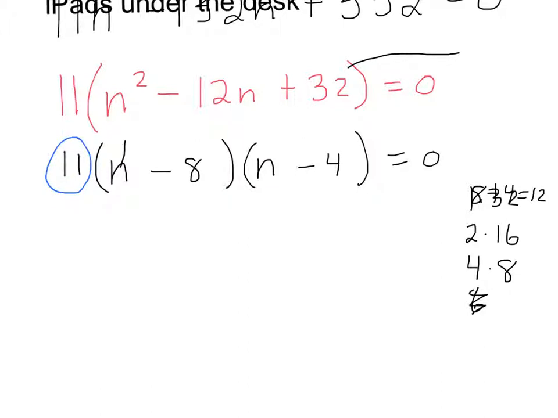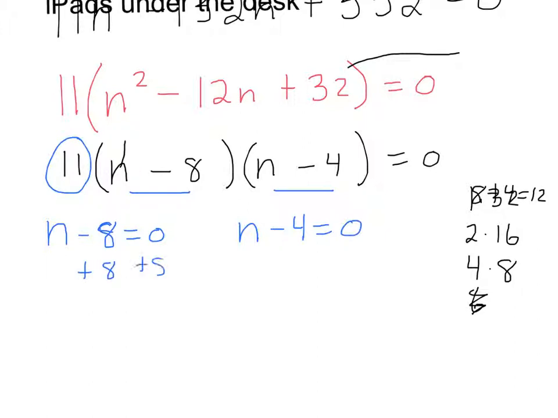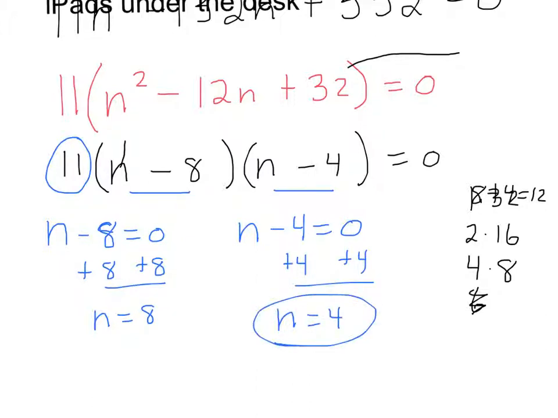But now I need to take the n minus 8 and the n minus 4 and set them equal to 0. N minus 8 equals 0, and n minus 4 equals 0. And now I will add 8 on both sides, and I have n equals 8. And I will add 4 on both sides, and I have n equals 4. And those are my two solutions.